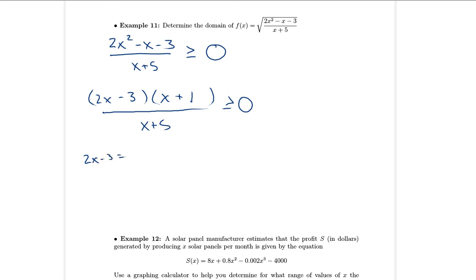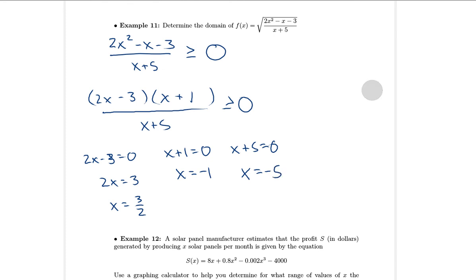2x minus 3 equals 0. So 2x equals 3, x equals 3/2. x plus 1 equals 0, so x equals negative 1. x plus 5 equals 0, so x equals negative 5. All right, so making our sign chart here, we've got our negative 5, we've got our negative 1, we've got our positive 3/2, and then we're going to be careful, right? Vertical asymptote gets the dashed. Negative 1 gets the solid, 3/2 gets the solid because those are zeros.